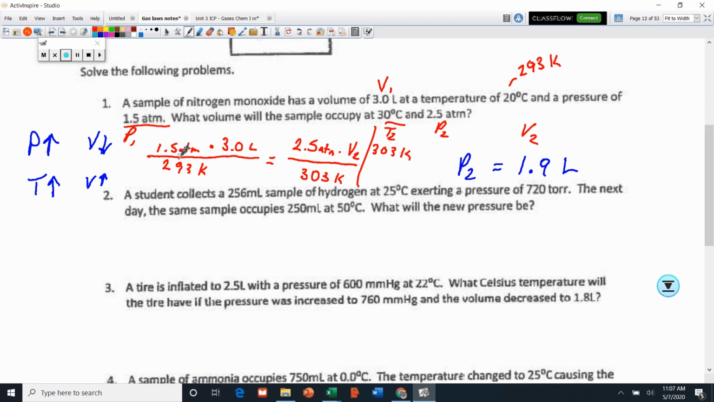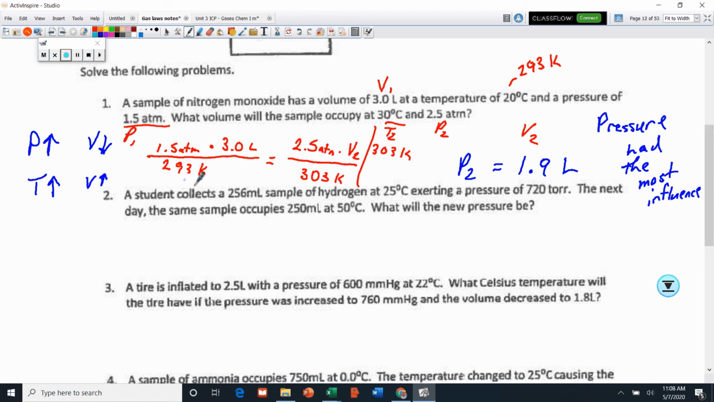All right, so by pressure increasing, we would expect volume to decrease. By temperature increasing, we would expect volume to increase. So let's look at what actually happened. Volume went from 3.0 to 1.9. So volume decreased. So that meant that pressure had the most influence. All right, so pressure was the biggest factor there.